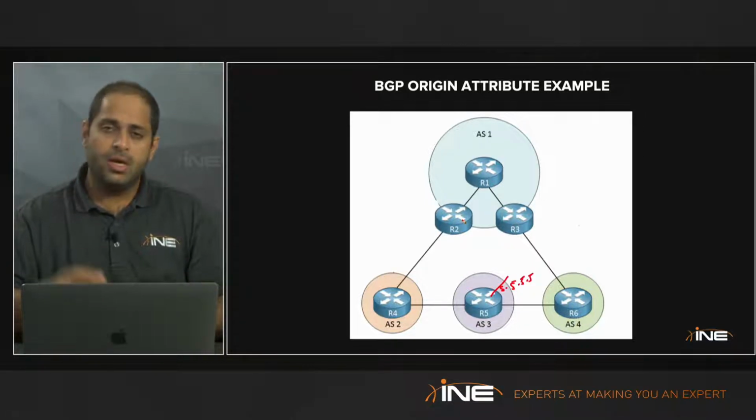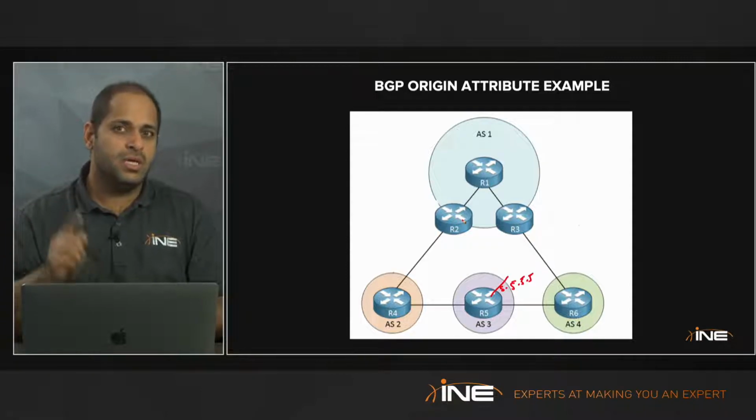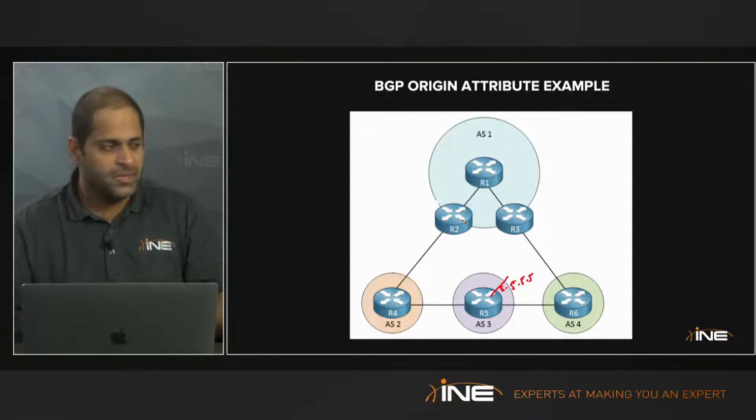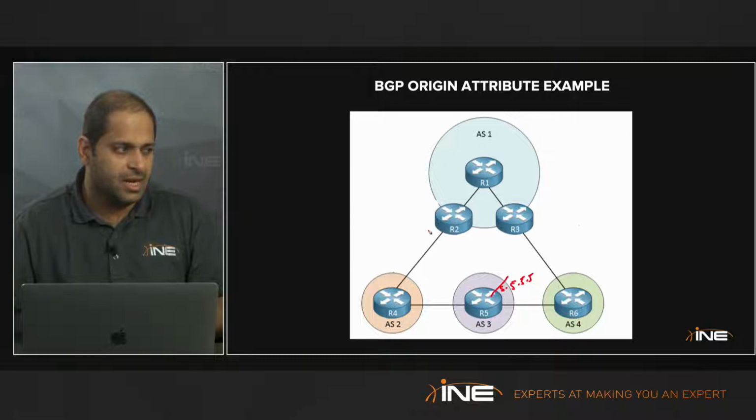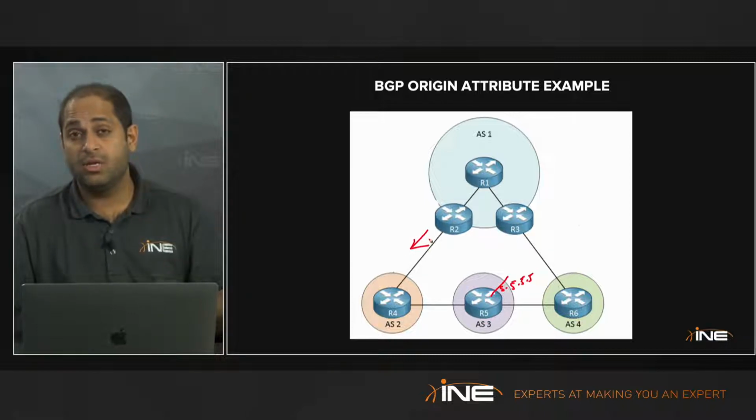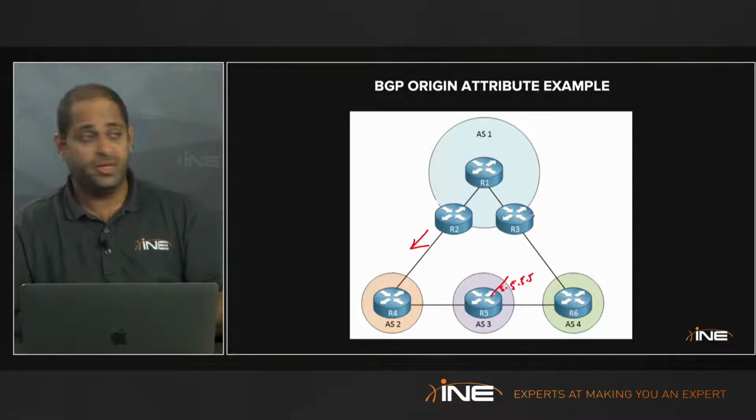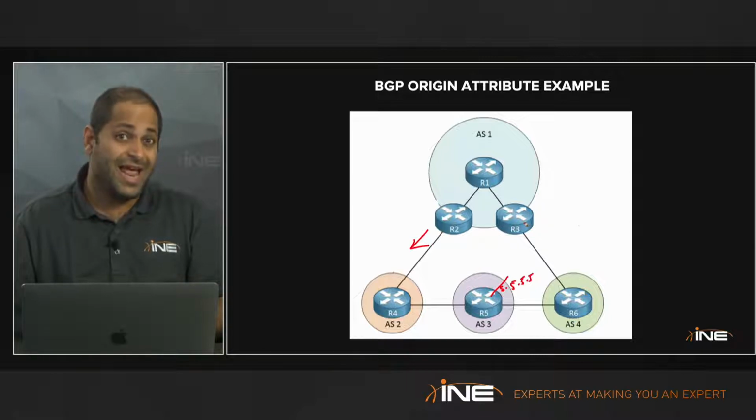Default is 0, which means the next criteria would be eBGP preferred over iBGP. So R2 would probably select R4 based on eBGP over iBGP. R3, which is an XR router, would also prefer R6 over R1 because of eBGP over iBGP.